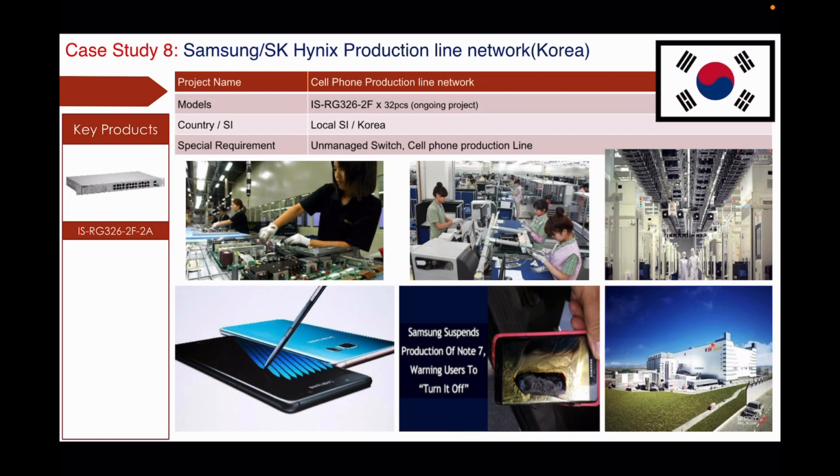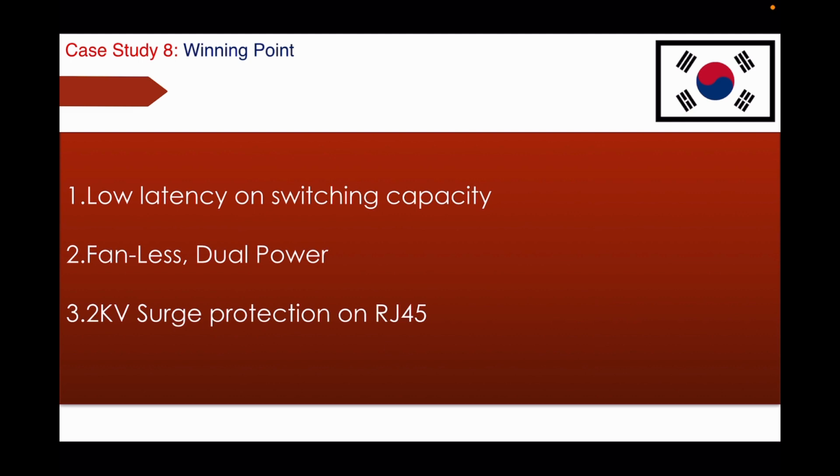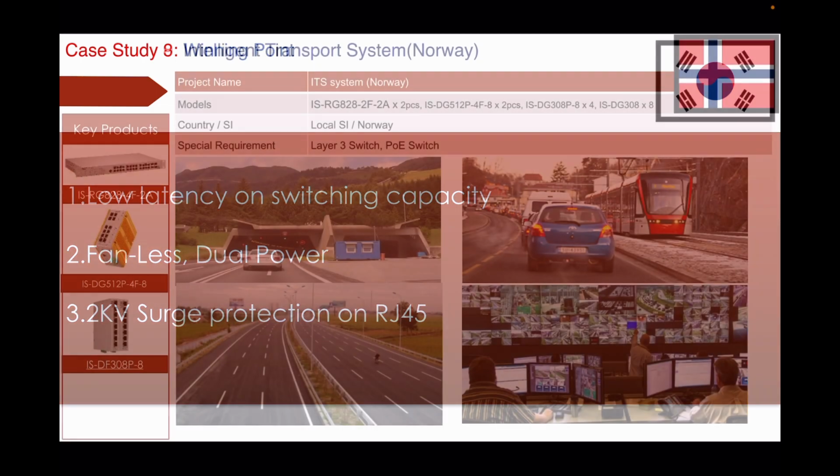Case Study 8, Samsung SK Hynix Production Line Network, Korea. Special requirement: unmanaged switch, cell phone production line. Key products: IS-RG326-2F-2A. Winning points: 1. Low latency on switching capacity, 2. Fanless, dual power, and 3. 2 kV surge protection on RJ45.